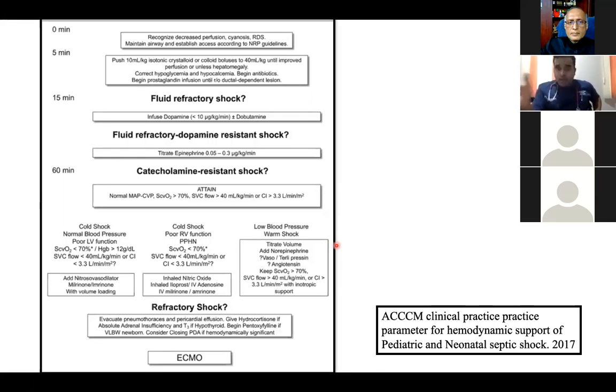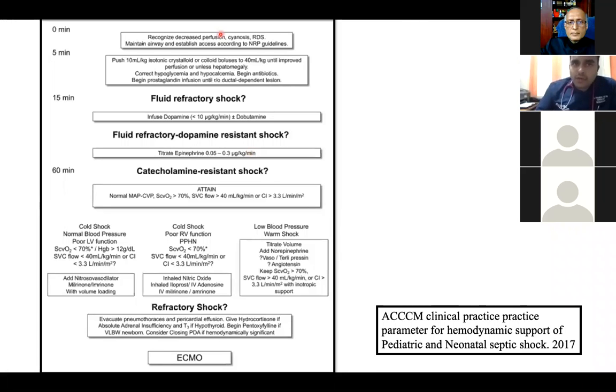This again can be asked as a theory question as a 10 mark or 5 mark short note. So this table you should remember by heart. But the problem is that this is basically a pediatric guideline which has been extended to neonatal shock. So there will be some differences from the concepts which we have already discussed.